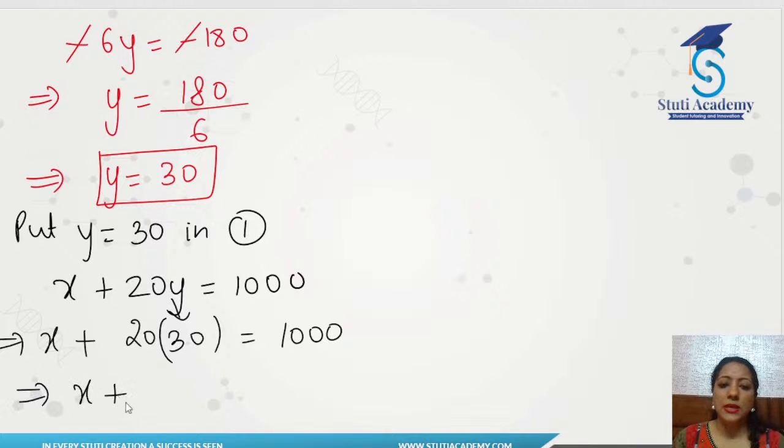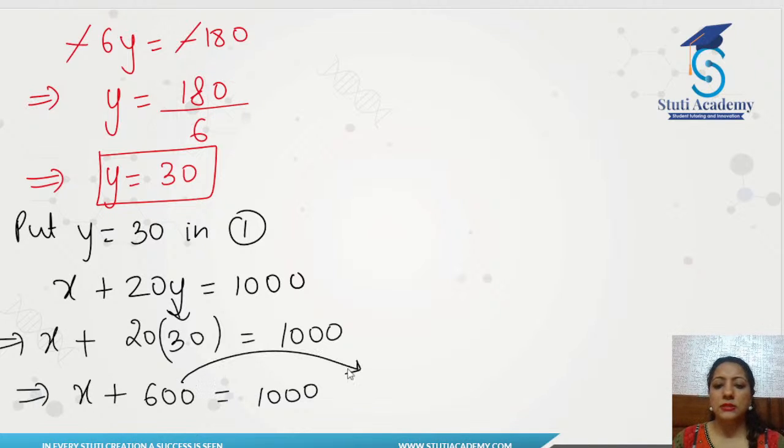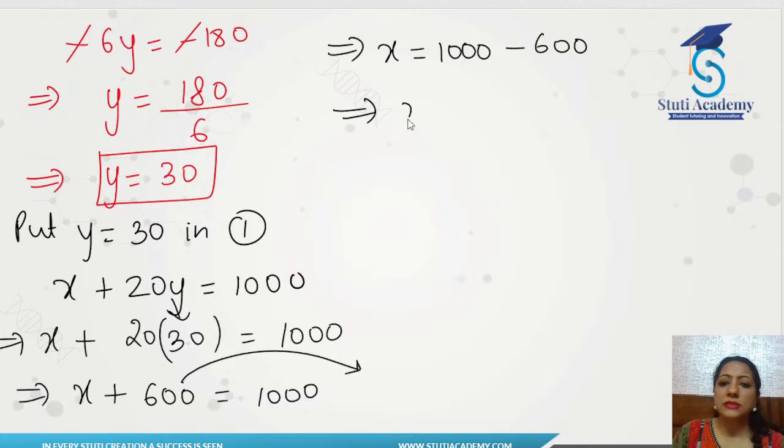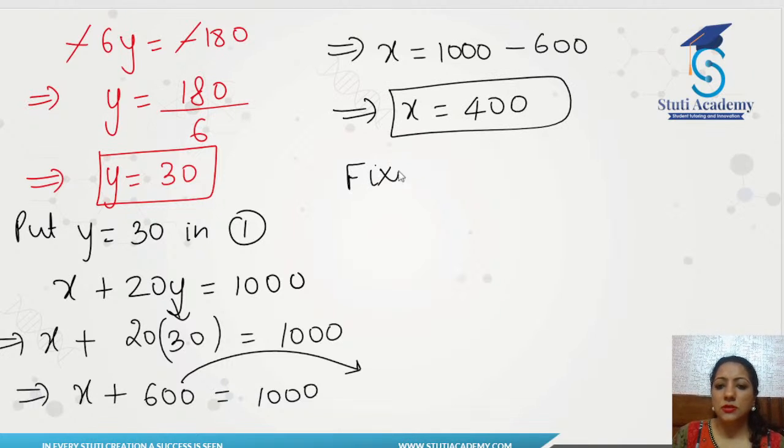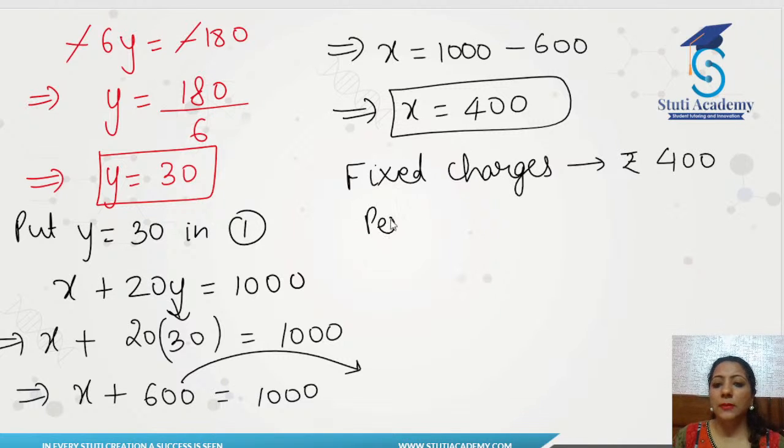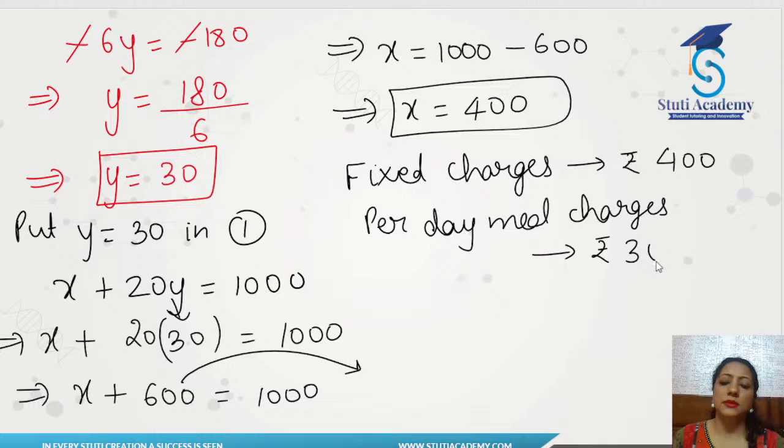Now this is X plus 600 is equal to 1000. This 600 will go on the other side. It will become minus 600. So we will get X is equal to 1000 minus 600. So X is finally 400. That means the fixed charges for the hostel we have as 400 rupees and per day meal charges we have already calculated in the first step, we have as 30 rupees. I hope students this is all clear to you.